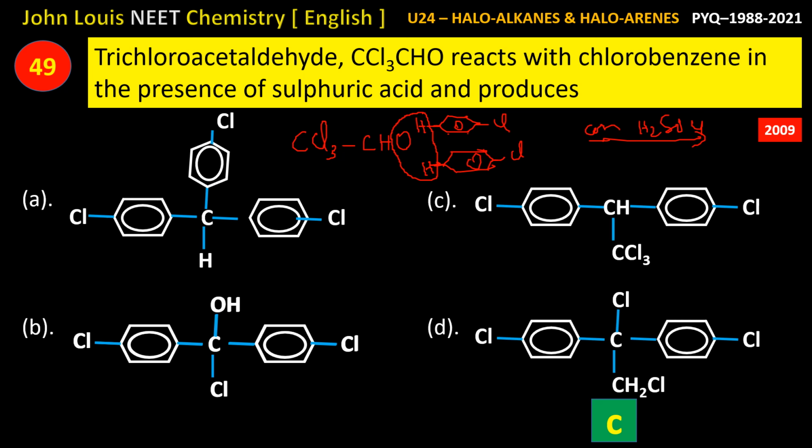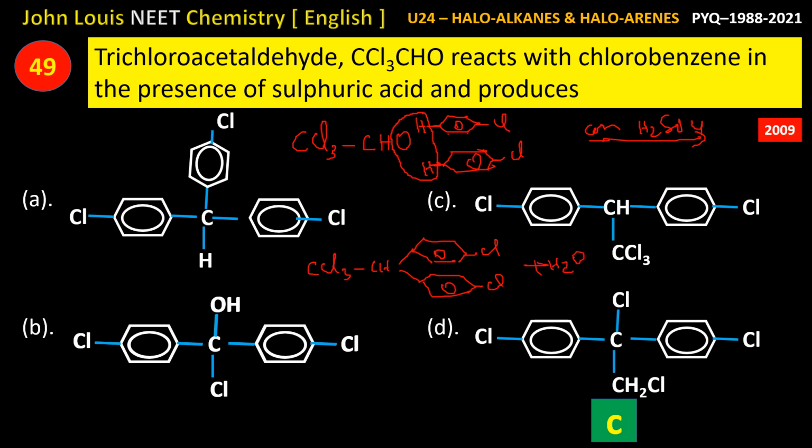And now this CH will be bonded directly to this phenyl ring, and another one will be bonded to this phenyl ring. So this is the product we have to check. What product will form here? CCl3, CH, then what else? This is bonded to one benzene ring, that is a phenyl group, and in the para position there is chlorine, and this is bonded to another one, and this is the product formed plus water.